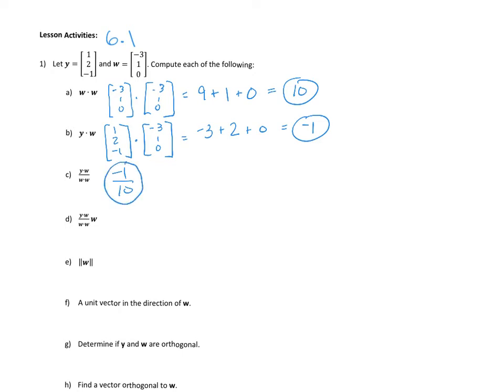Then I want to take that -1/10, Y dot W over W dot W, and multiply it times the vector W. So I have -1/10, which I'm just going to write as -0.1 for space reasons. All right, and then times the vector W, -3, 1, 0. So when you multiply a scalar times a vector, you multiply every entry in the vector by the scalar. So we're going to get -0.1 times -3 is +0.3. -0.1 times 1 is -0.1, and -0.1 times 0 is 0.